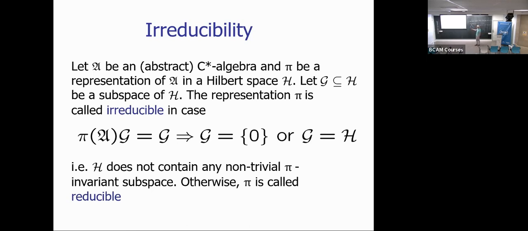So now we say the representation is called irreducible in the case that this subspace should be considered invariant under all the elements, under all the operators in this representation. So we assume this should be an invariant subspace for the representation, but then this should only hold if the subspace is either the null space or the entire Hilbert space. So it means that the representation space does not contain any non-trivial invariant subspaces under this representation. If this is not the case, if we find an invariant subspace that is not the null space and not the entire Hilbert space, then we say such a representation is reducible.